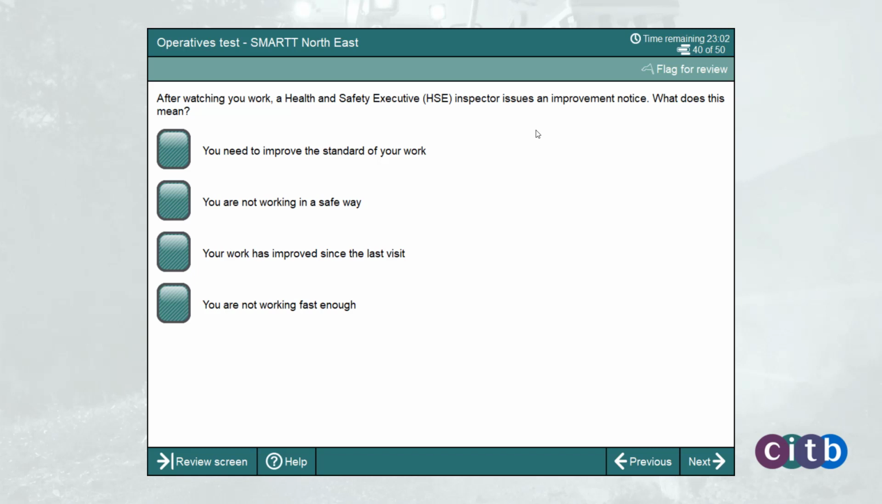After watching you work, a Health and Safety Executive, HSE, inspector issues an improvement notice. What does this mean? You need to improve the standard of your work. You are not working in a safe way. Your work has improved since the last visit. You are not working fast enough.